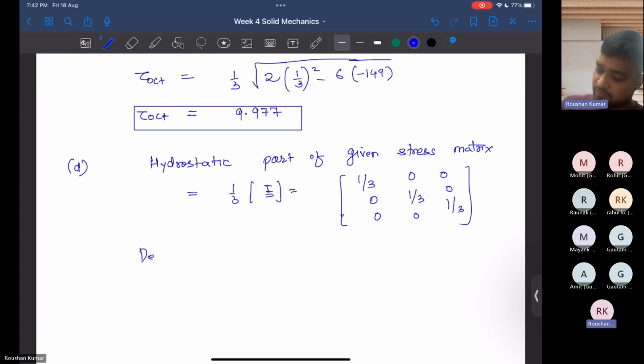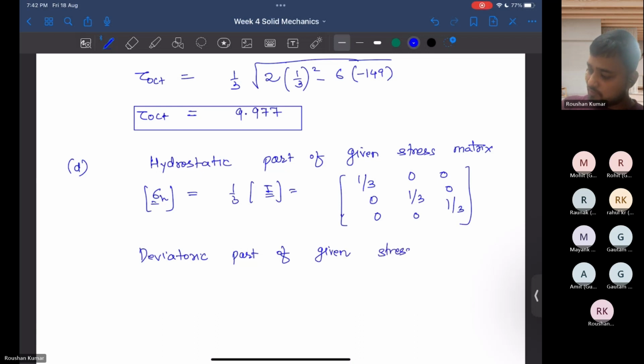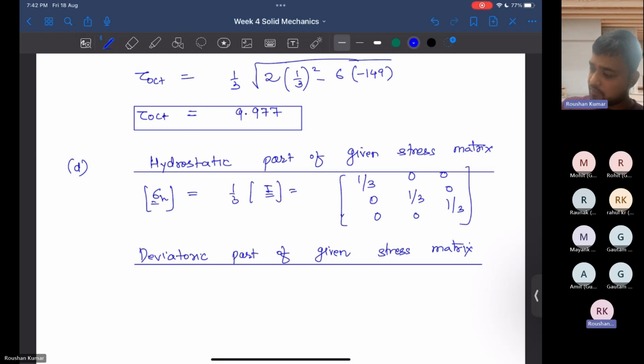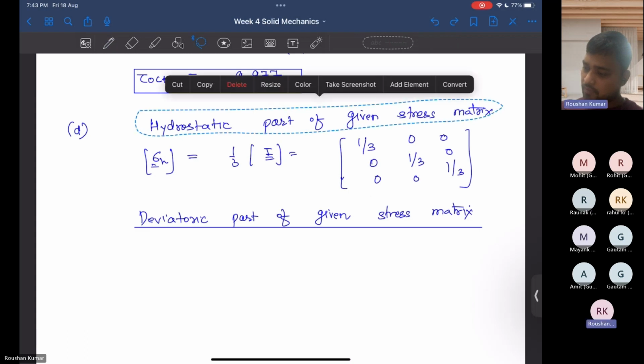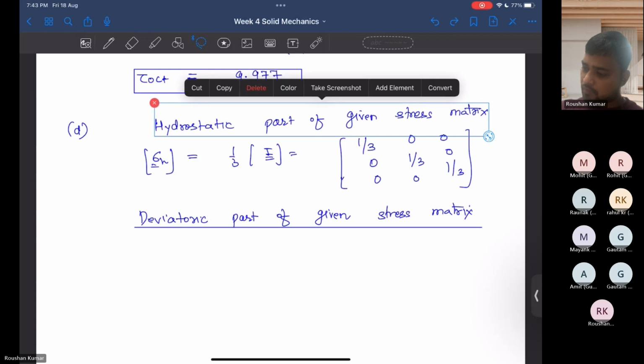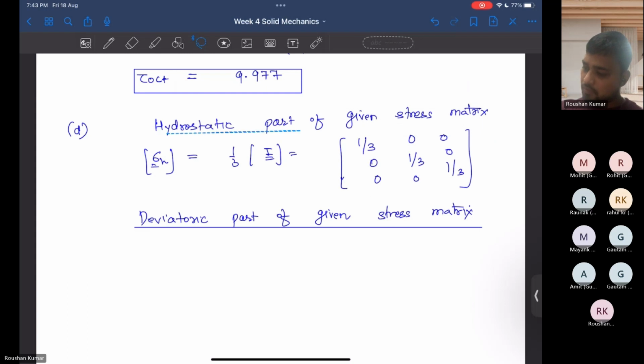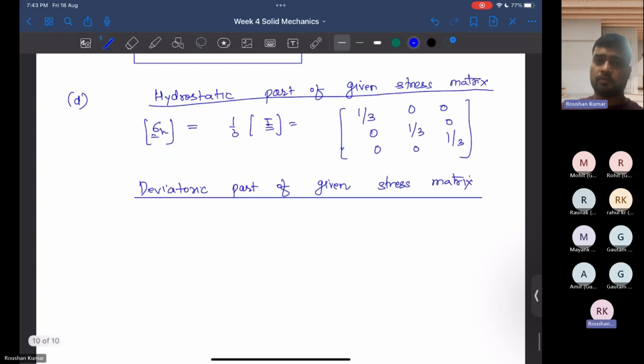The next part is the deviatoric part. The deviatoric part of the given stress matrix, that is sigma d, is given by the total stress matrix minus the hydrostatic part.